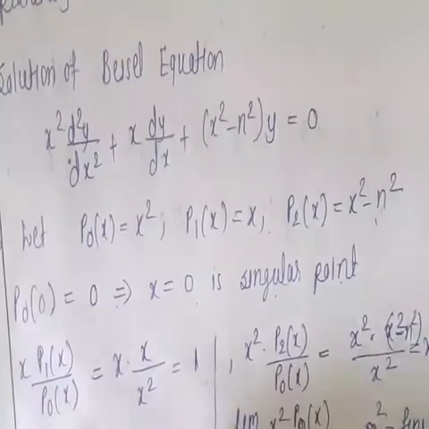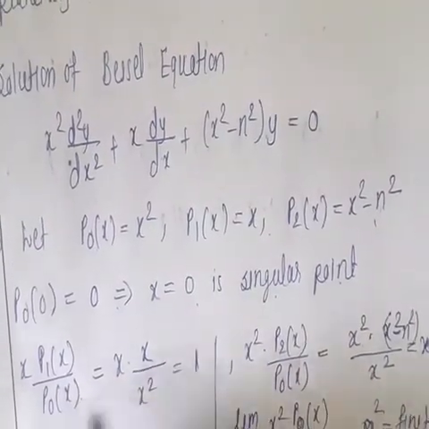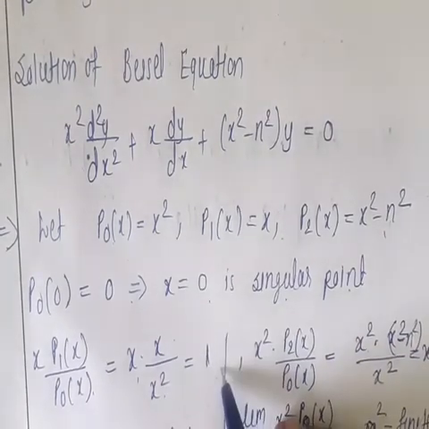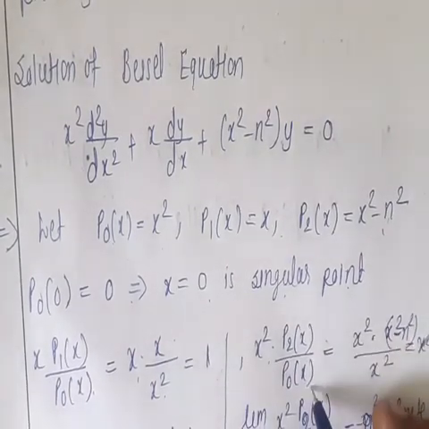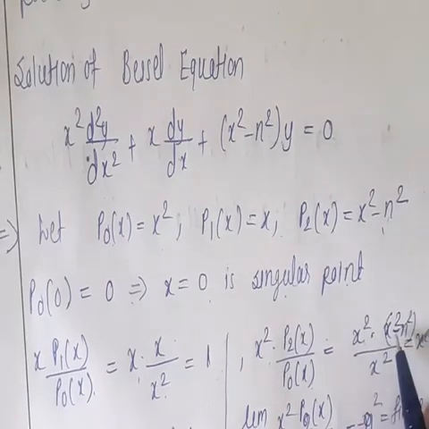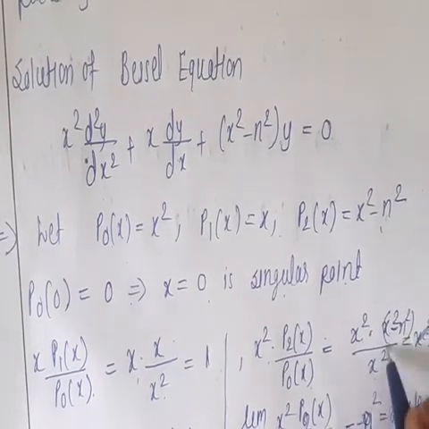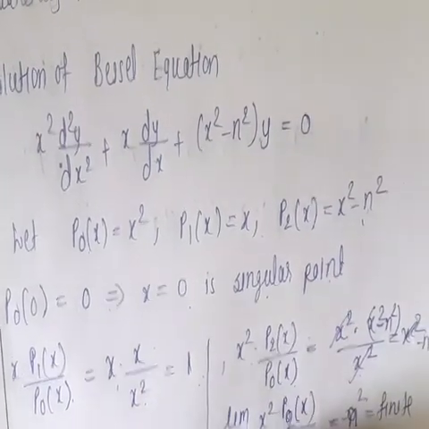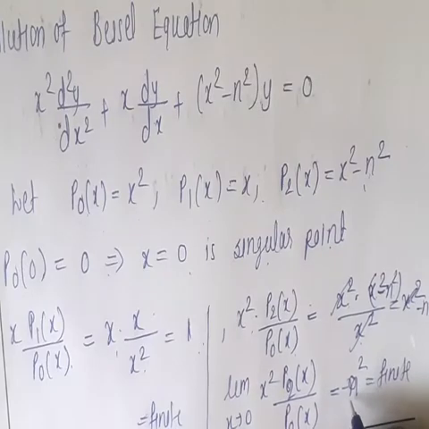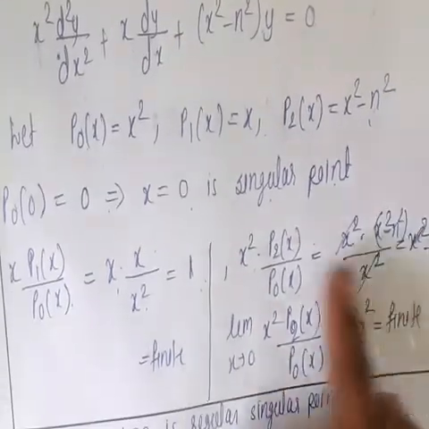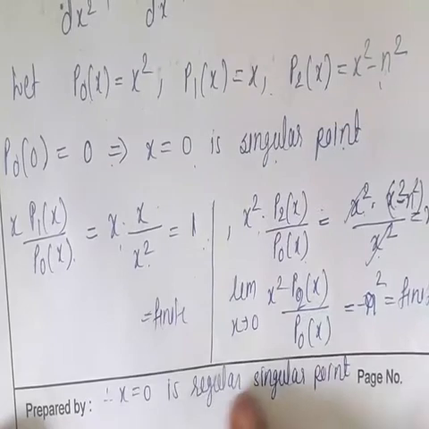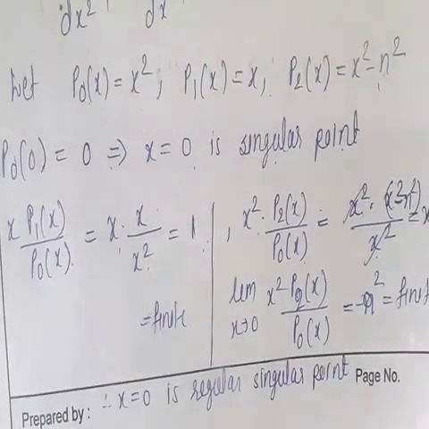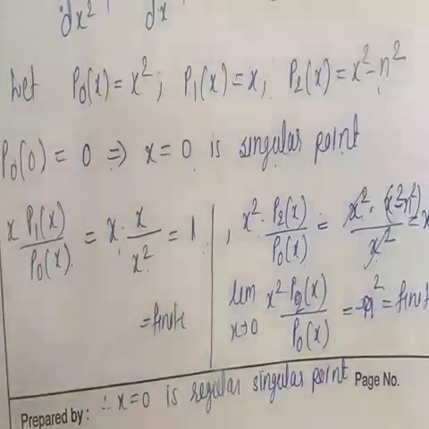Now first is x into p1 of x by p0 of x. It is equal to x multiplied by x upon x square, which is equal to 1. Then x square into p2 of x by p0 of x, which is x square into (x square minus n square) by x square. X square gets cancelled, remaining is x square minus n square. Now if limit x tending to 0, x square minus n square becomes minus n square. So both the limits are finite, meaning x equal to 0 is a regular singular point. If x equal to 0 is a regular singular point, we get the solution by using Frobenius method.